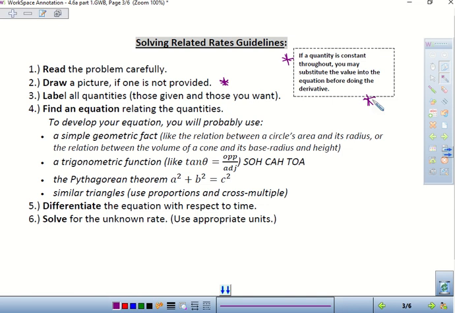So that would be like a constant that you could plug in prior to taking the derivative. Now, sometimes you're going to have to plug in the constants beforehand because then you won't have as many variables to solve for in the end result. Okay? All right. That just depends on the problem, though, and we'll talk about how to address that.